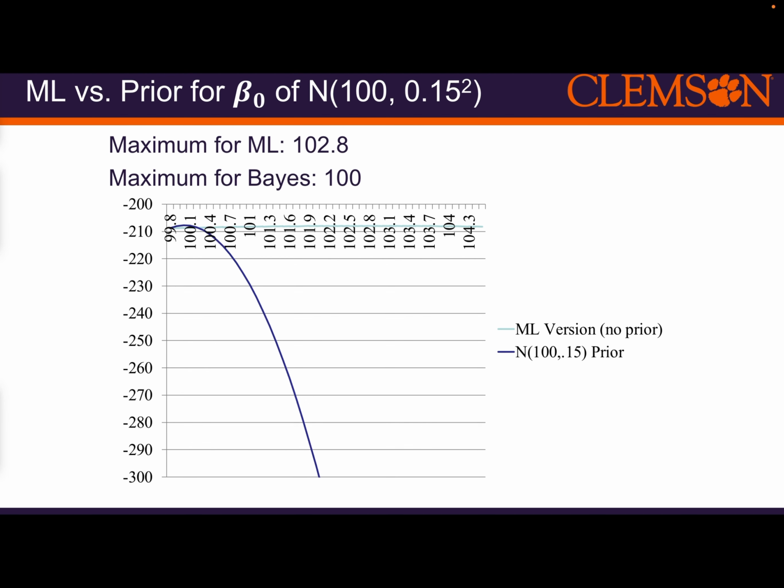Now, here's what happens if you say, no, I really want a highly informative prior. Let's shrink that standard deviation to 0.15. Now, when that happens, our maximum for Bayes is right at the mean of the prior. So this would be like saying, hey, the data don't matter. And this is part of the controversy of Bayes.